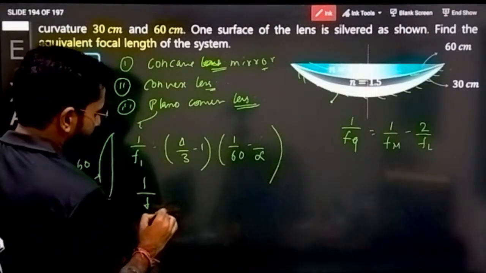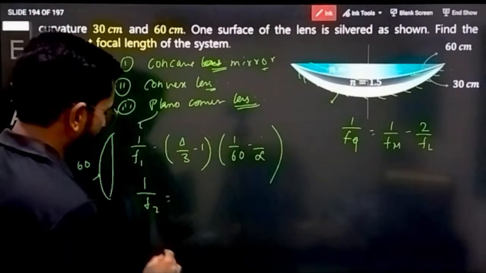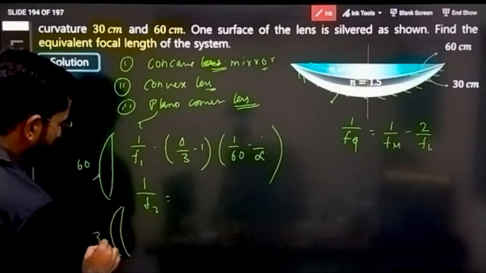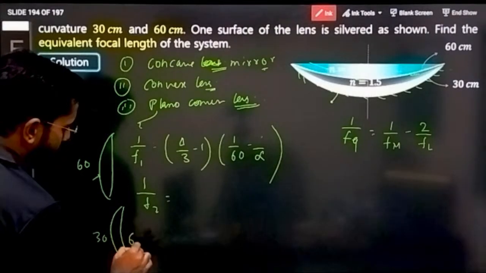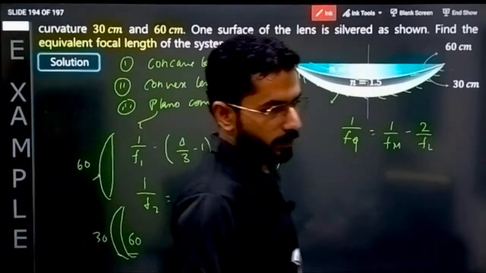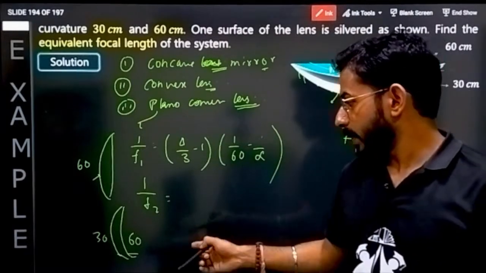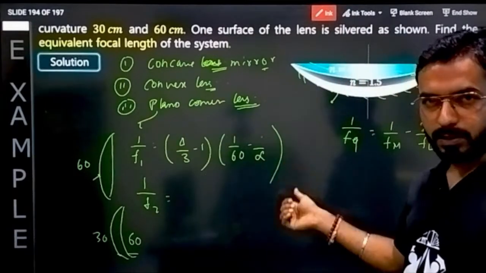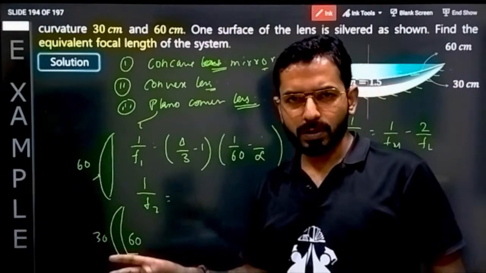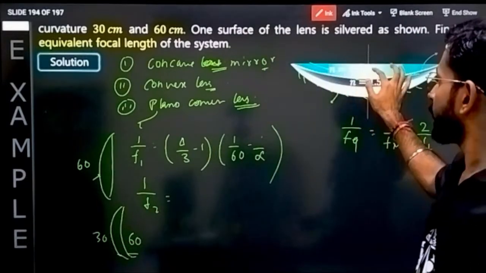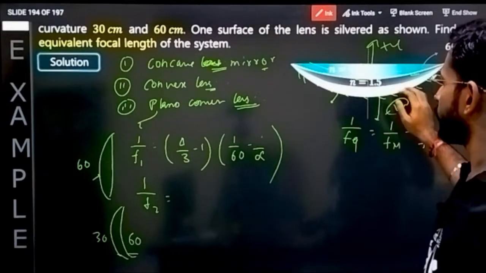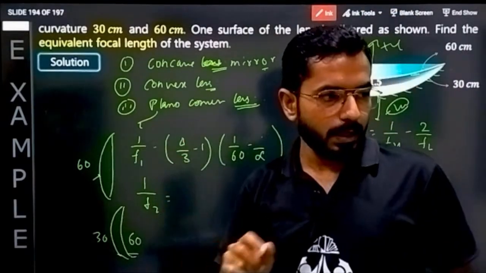For the second lens, what kind of lens do I have? I have this kind of lens. One radius is 30 and one radius is 60. Again, apply the same formula. What is the n value? 1.5 minus 1, into 1 by 30 minus 1 by 60. Correct? 1 by 30 minus 1 by 60, because both are positive. I am conventionally taking this direction as positive and the downward direction as negative. Both the centers lie on the upward side.